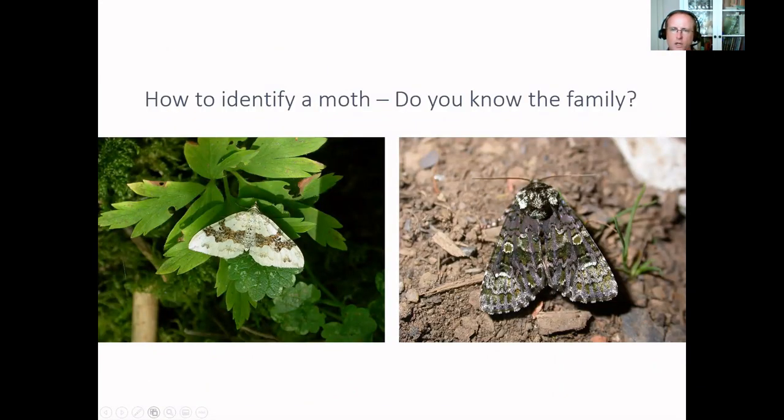So, how do you identify a moth? Do you know the family? If you don't know it straight off, can you work it out from the group? There are around about 300 geometrids, 400 noctuids, and about 100 in the family. And realistically, getting to know those families is the key to getting your identification.